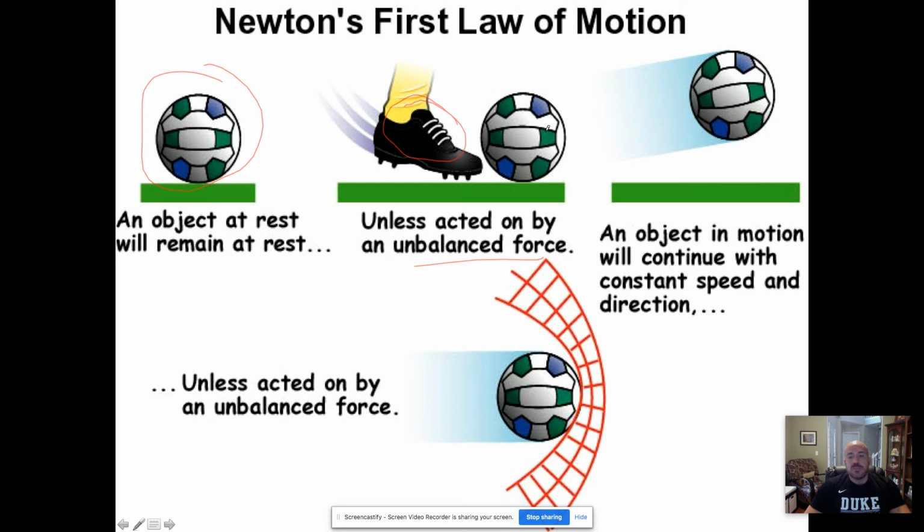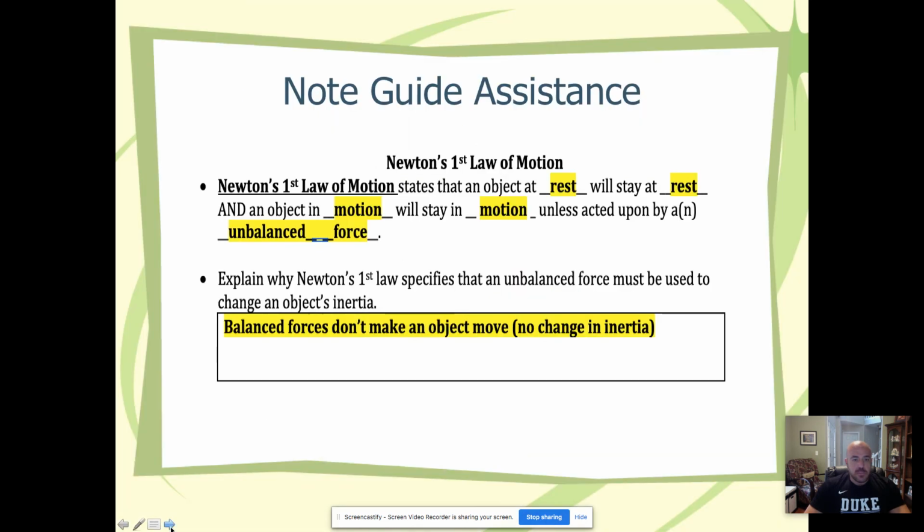Well, once it starts moving, it's going to move in this same direction at the same speed it starts forever, unless an unbalanced force stops it. In this case, we see the net stops it, but even if the net didn't stop it, no matter how strong this kick is, we know the ball would stop. And the reason is the unbalanced force would be a combination of gravity pulling it down and air resistance slowing it up. So go ahead and pause while you put this in your notes.